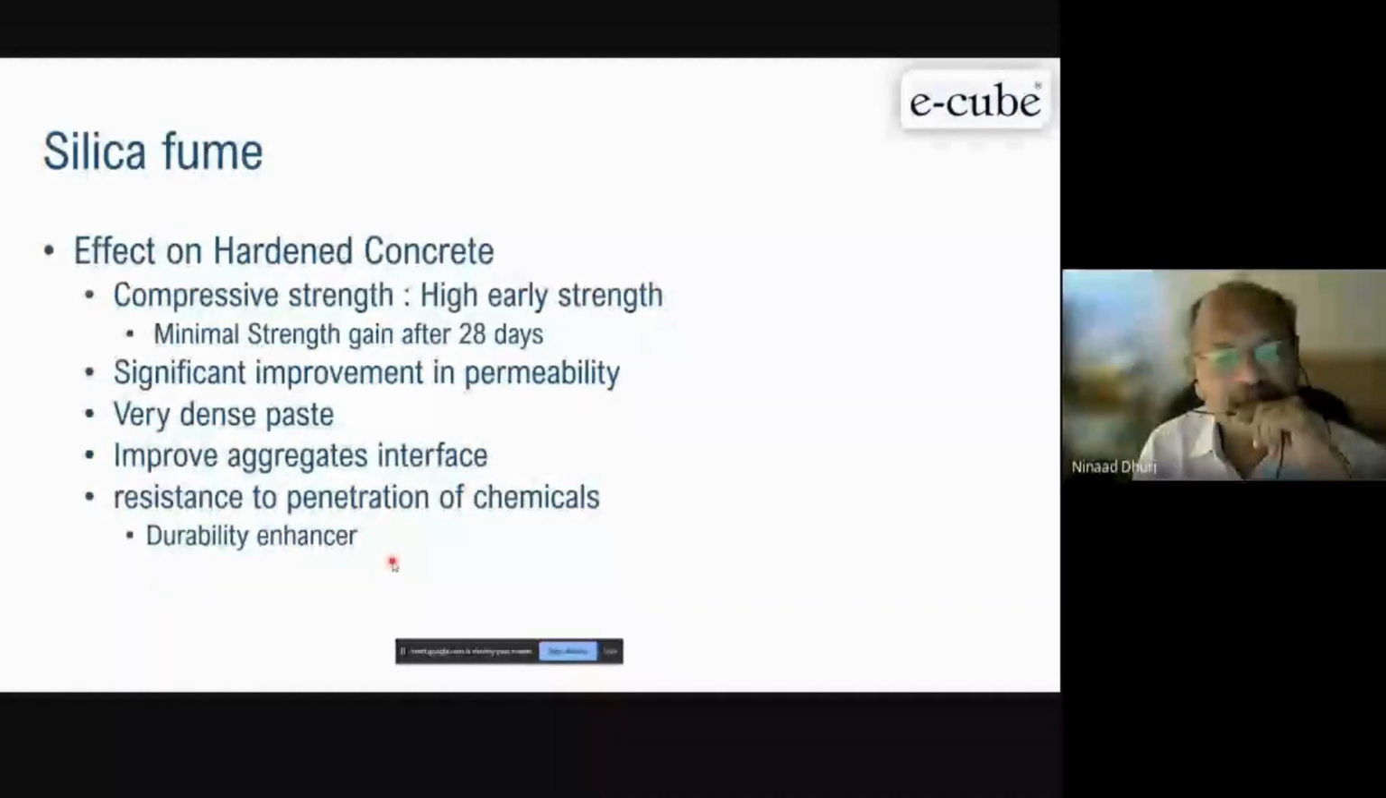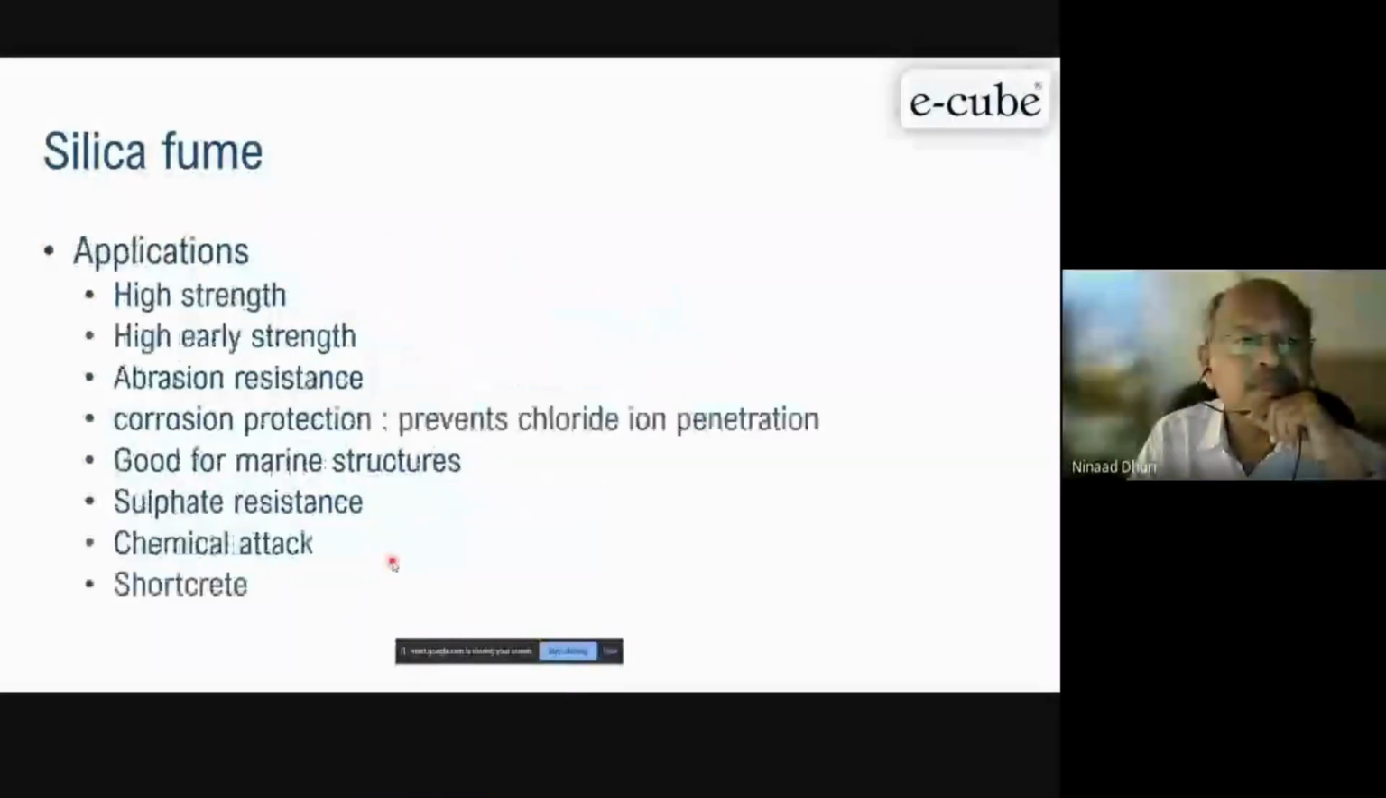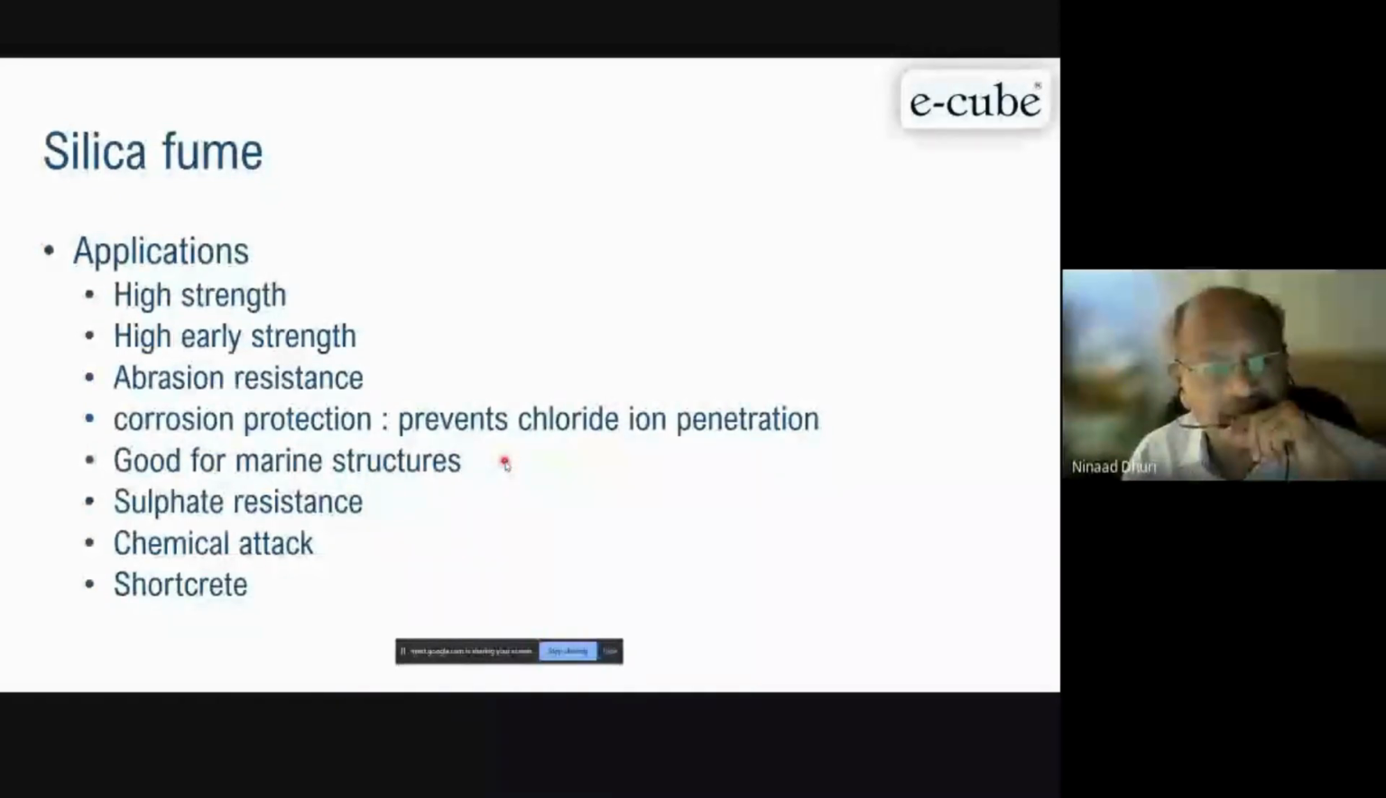Now, other than this, a lot of other microfine materials are now available in the country. We will discuss those in a separate lecture, microfine materials other than microsilica. Applications: high strength, high-early strength, abrasion resistance, corrosion protection because it prevents chloride ion ingress, good for marine structures. Most marine structures all over the world, as we see in the literature, use silica fume in the concrete. It also has very good sulfate resistance, chemical attack resistance, and also gives advantage in shotcrete.